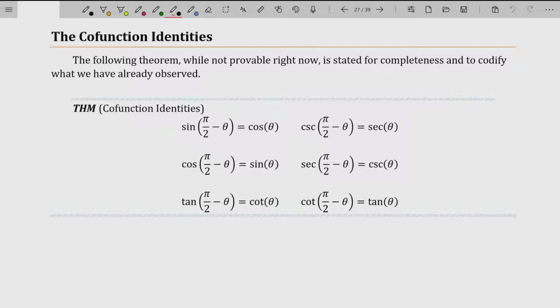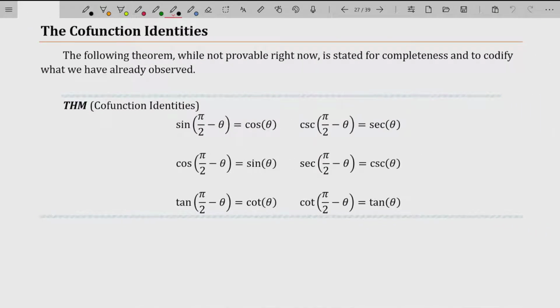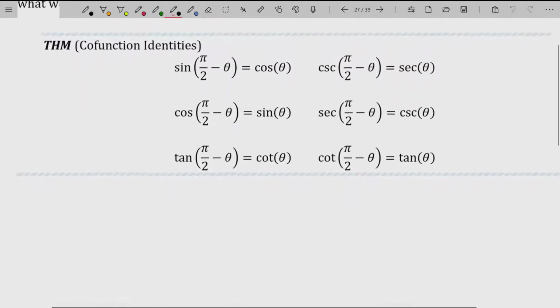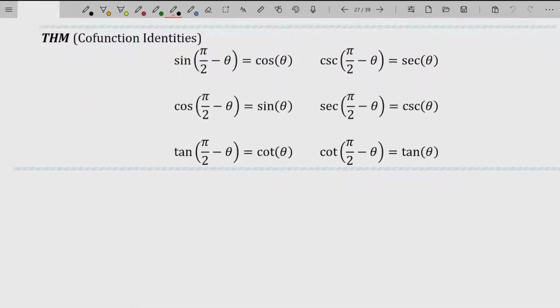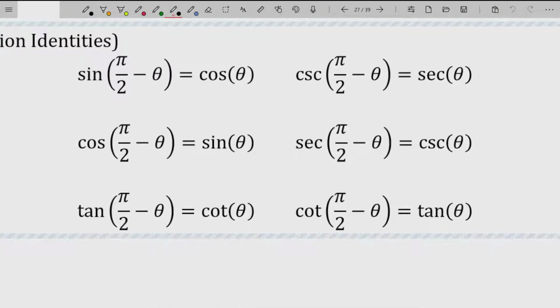Now, I alluded to this in the previous video, but here we're going to label it completely. And we're not going to prove it now because we need an identity to prove these, but it is presentable at this time. So here's the theorem. The sine of pi over 2 minus theta is the same thing as a cosine. Cosine of pi over 2 minus theta is the same thing as a sine. Essentially, if you read through this, all of these are saying the same thing. A function is equivalent to its cofunction, just shifted by pi over 2.